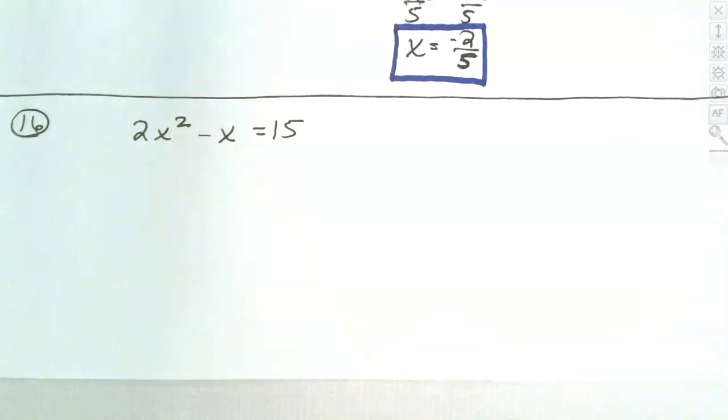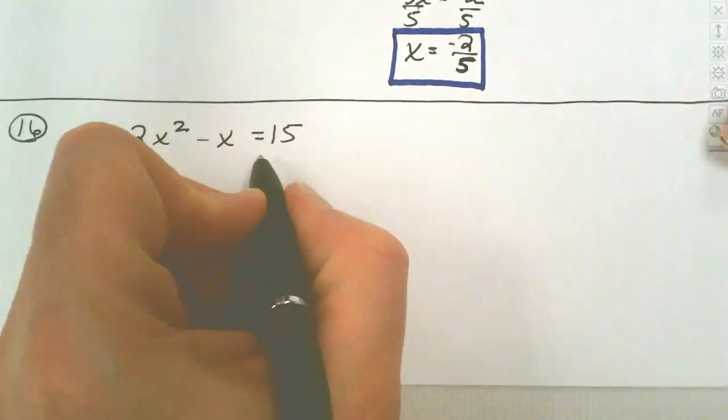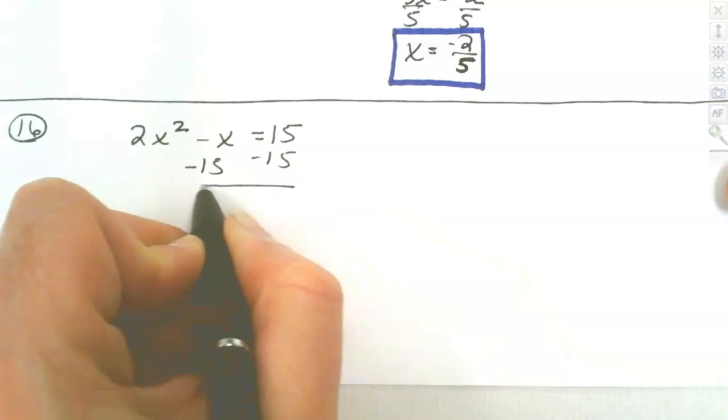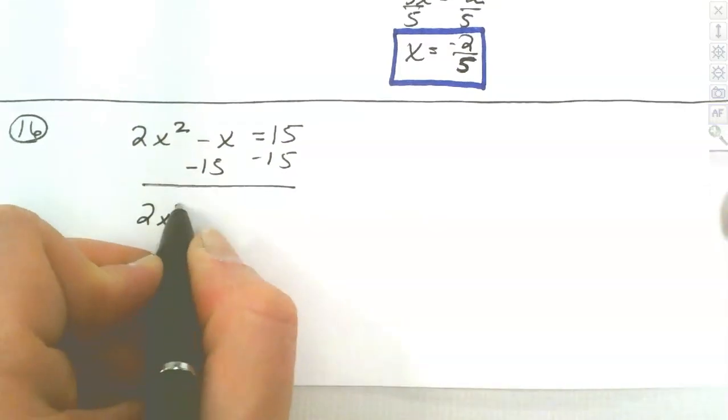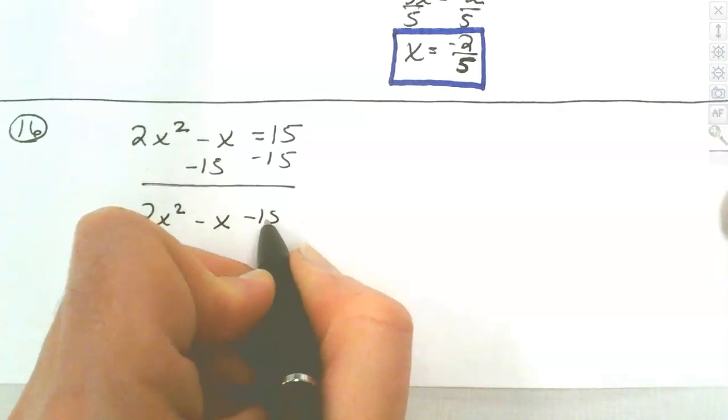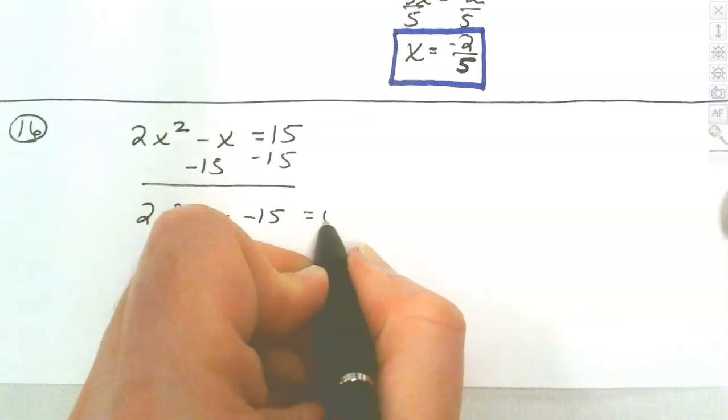So what do we have to do first? We have to set this equal now to what? 0. Okay, always remember, if it's got a square or a cube or anything else, what do you do? Set to 0. Always first. So move that 15 over. Now we have 2x squared minus x minus 15 equals 0.